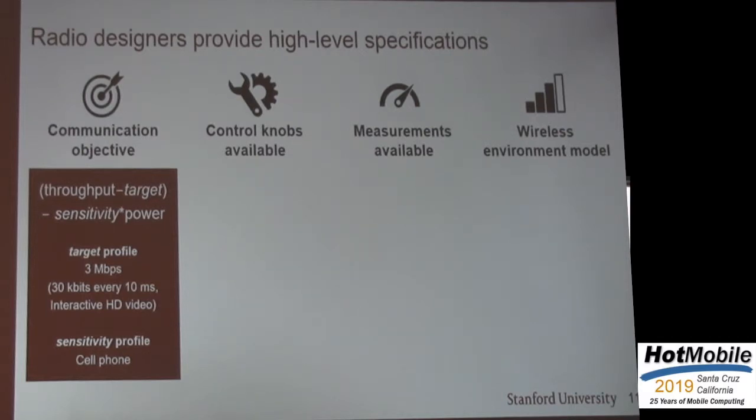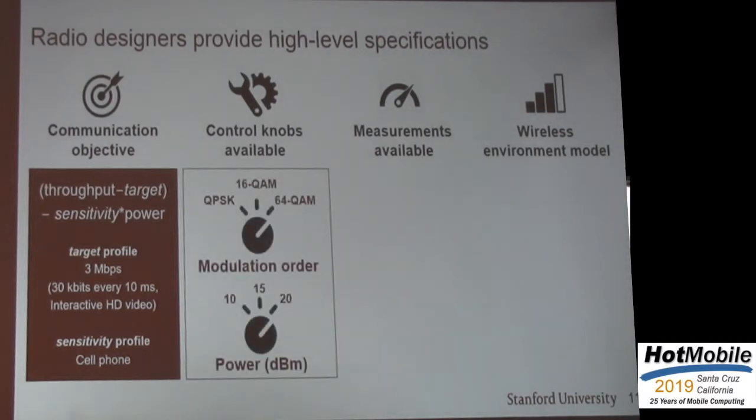Now, for this case, the radio designer might want to control two control knobs, modulation order and transmit power. Modulation order describes how many bits you pack into a single symbol that you transmit over the air, and hence it directly affects the throughput. Now, this is a hard optimization problem because of the following dilemma. Suppose you want to increase throughput. For that, you increase modulation order. Now, when you increase modulation order, to maintain the same communication reliability, you will need to increase transmit power too. But that increase in transmit power will decrease your objective function, which you originally started out to maximize. This makes the problem hard and challenging.